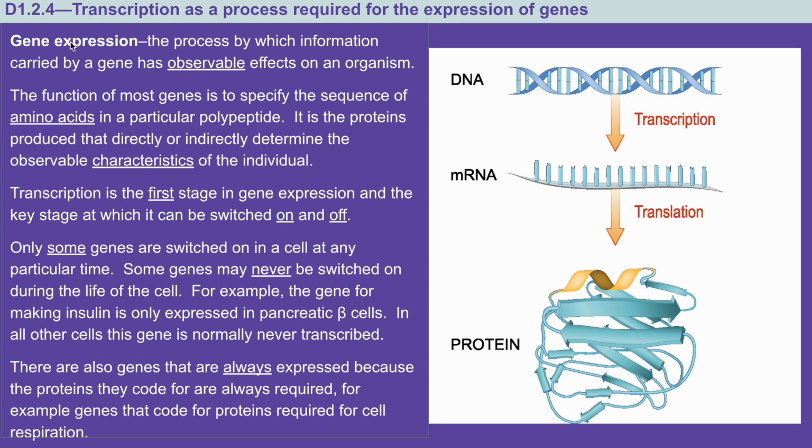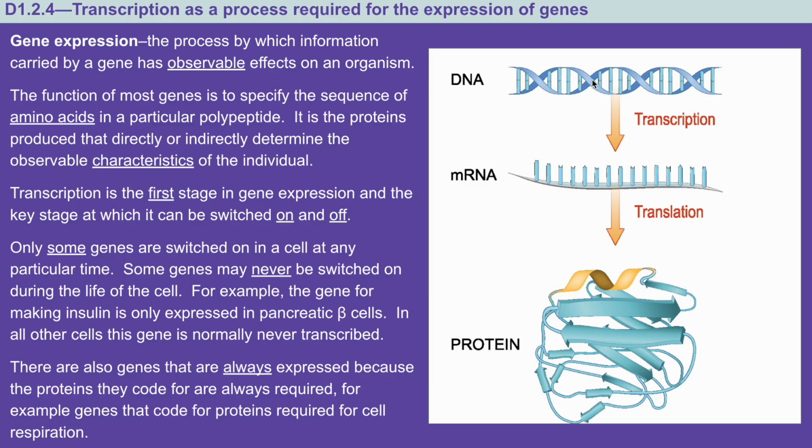So this process is called gene expression, the process by which information carried by a gene has observable effects on an organism. The function of most genes is to specify the sequence of amino acids in a particular polypeptide. The polypeptide is a chain of amino acids that we then call a protein when it's folded into its 3D shape. It is the proteins produced that directly or indirectly determine the observable characteristics of an individual. Transcription is the first stage in gene expression, and it's the key stage at which genes can be switched on and off. So whether they get transcribed into mRNA or not is gene expression.